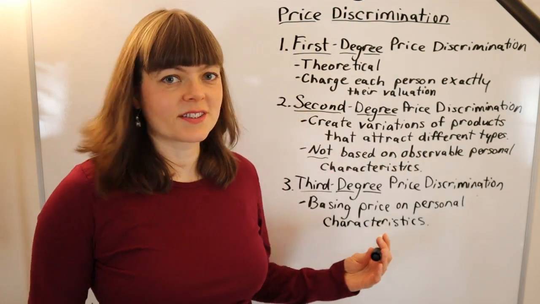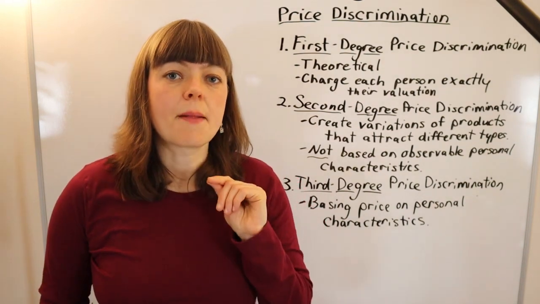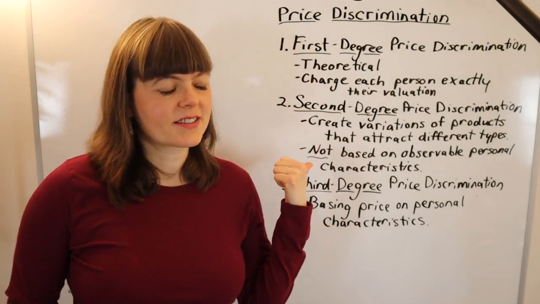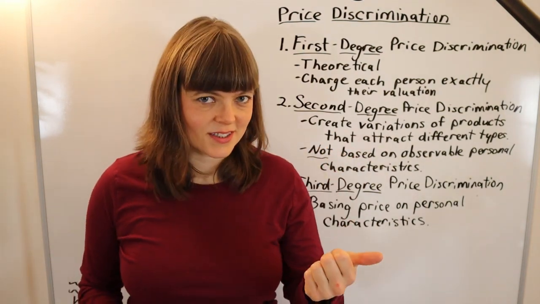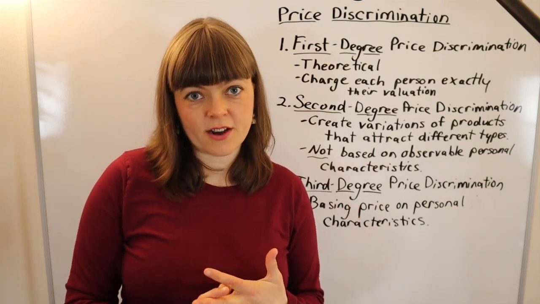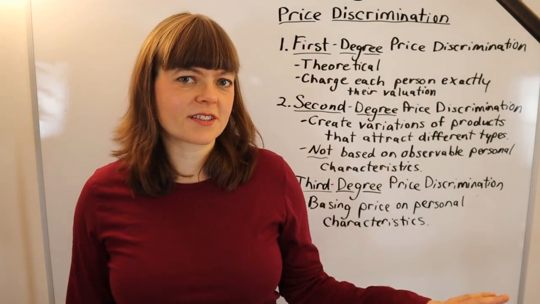Now, third degree price discrimination is where the company actually looks at the person and bases the price they charge on personal characteristics. Examples here include student discounts, senior citizen discounts, and educator discounts for certain software products. All of those are examples of third degree price discrimination.